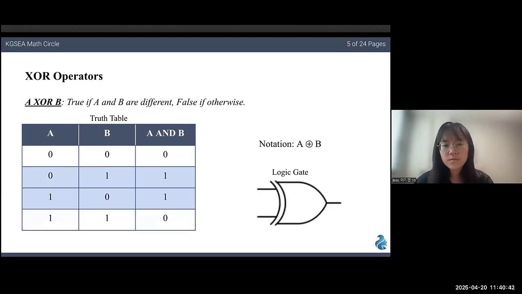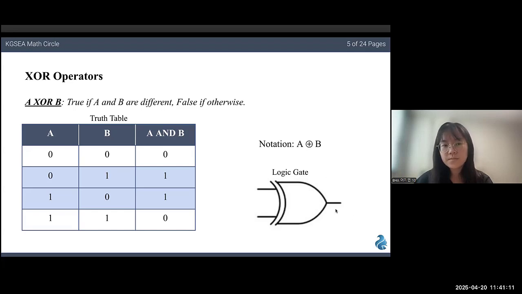The XOR operator returns the value of true if A and B are different, and false otherwise. So if A and B are both 0 or both 1, A XOR B returns a value of 0. If the A and B values are different, the XOR value returned is 1. The notation of XOR is an addition symbol with a circle around it, and the logic gate looks like this, shown on the slides.